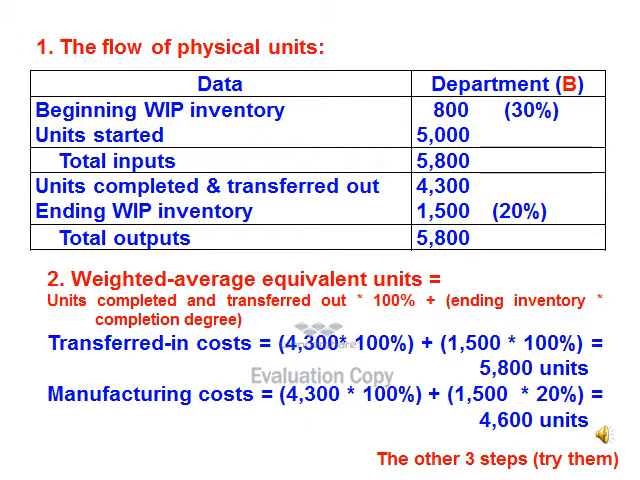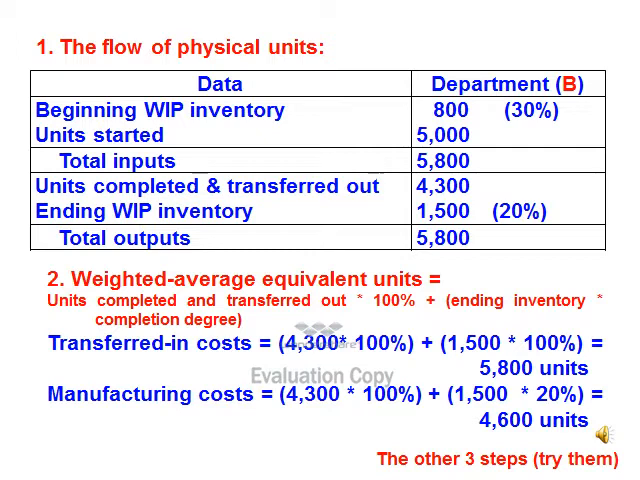The second part is total outputs. Total outputs are units completed and transferred out 4,300 units plus ending inventory 1,500 units, between brackets 20% the completion degree. Total outputs equal total inputs equal 5,800 units.